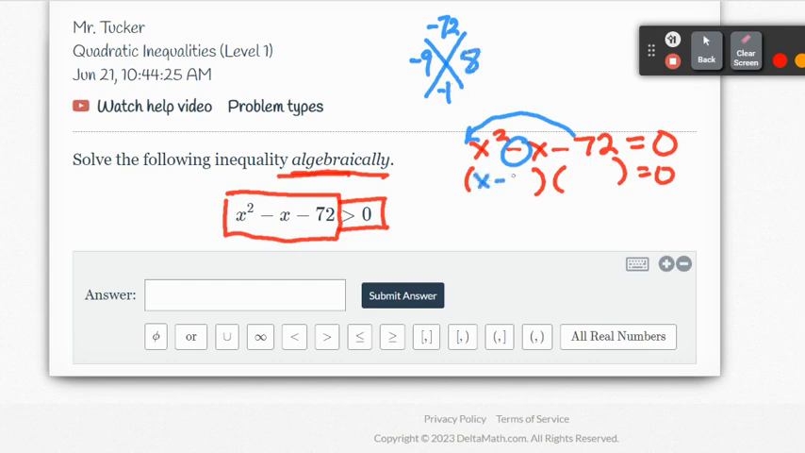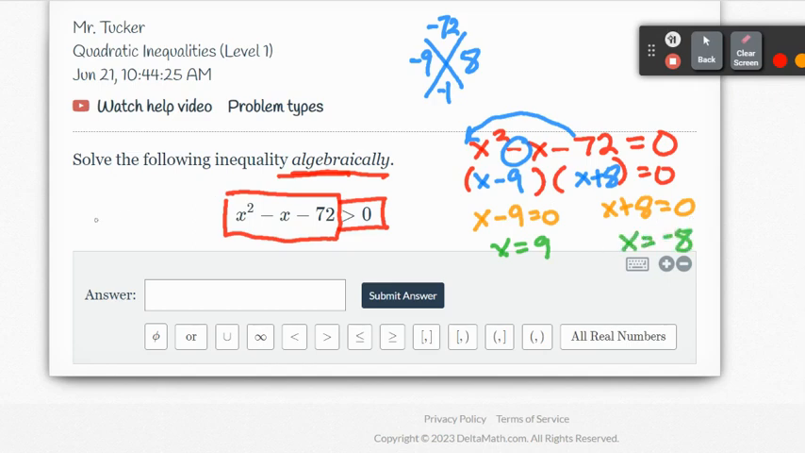which means my factors are going to be x minus 9 and x plus 8, which means that this touches the x-axis at x. Well, let me write the x minus 9 equals 0 part and the x plus 8 equals 0 part to have the zero product property show up. And then I add the 9, so I get x equals 9. Subtract the 8, so I get x equals negative 8.